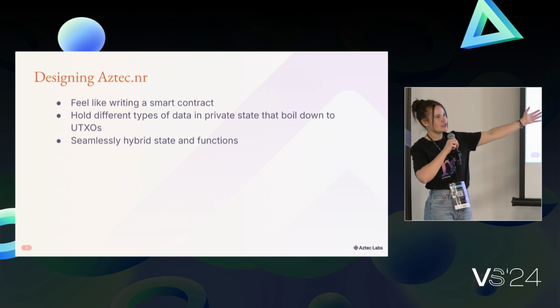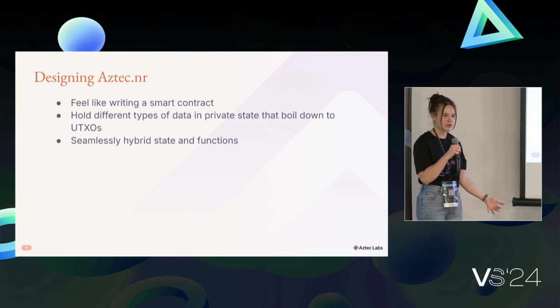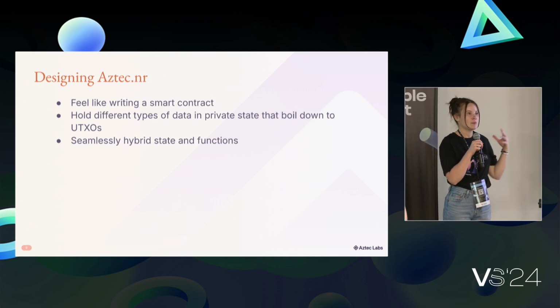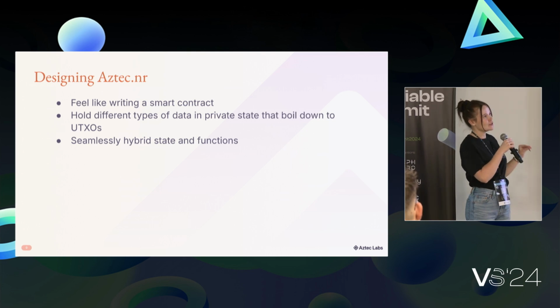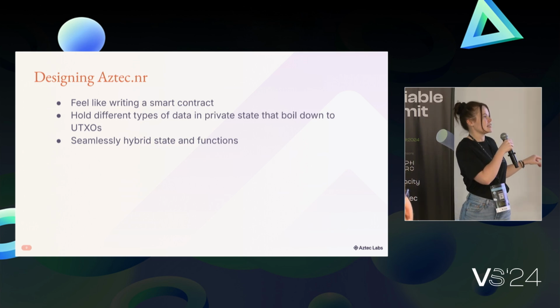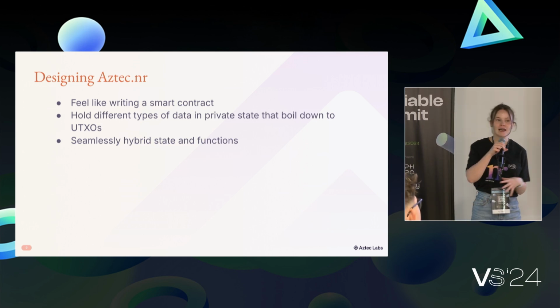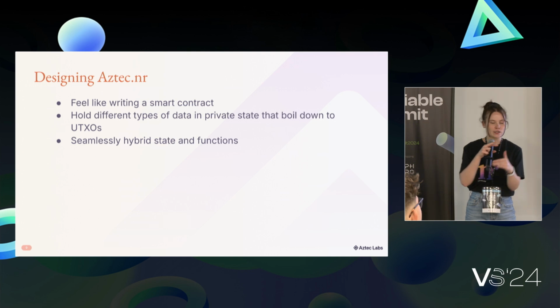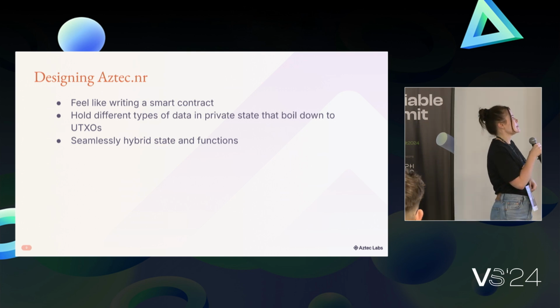But we also want to abstract away a lot of that private stuff. It's all just UTXOs. You're just adding a bunch of things to a tree, adding a bunch of nullifiers. We're trying to abstract away from that, but also make it aware of what you're working with, because working with private state is obviously going to be different to public. And we're trying to get it to feel as close and as simple as possible.